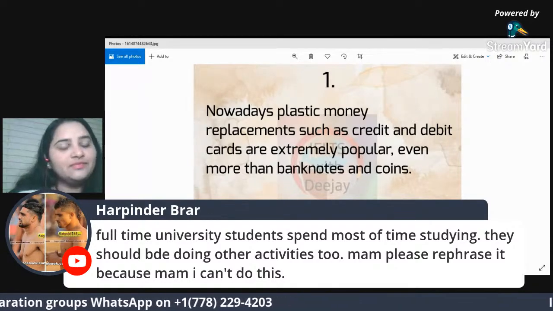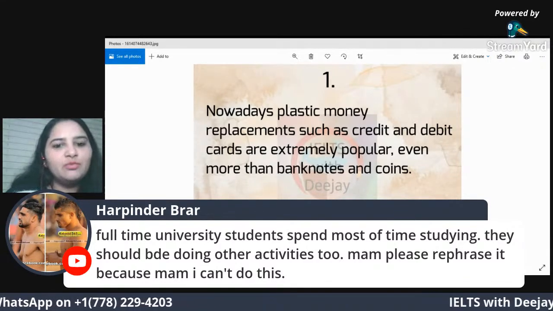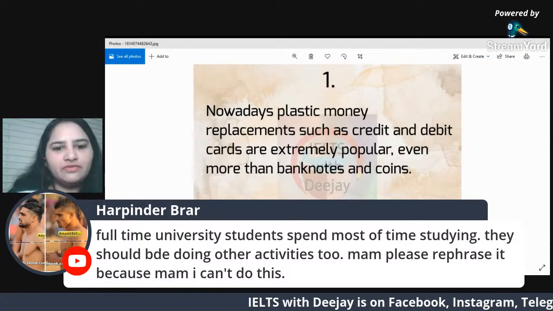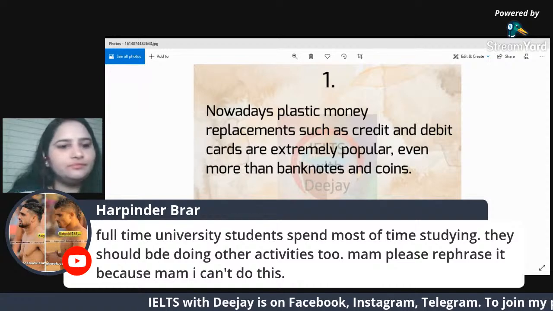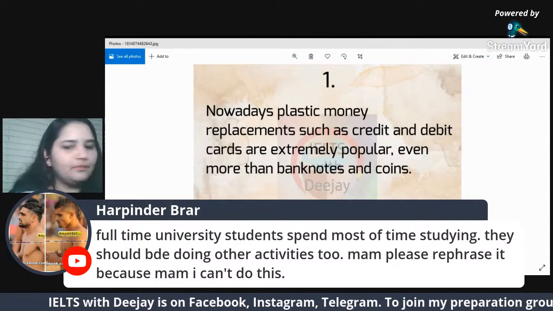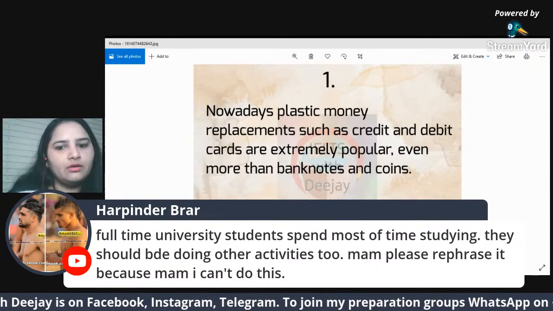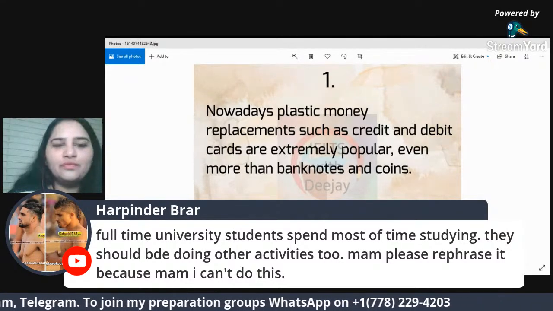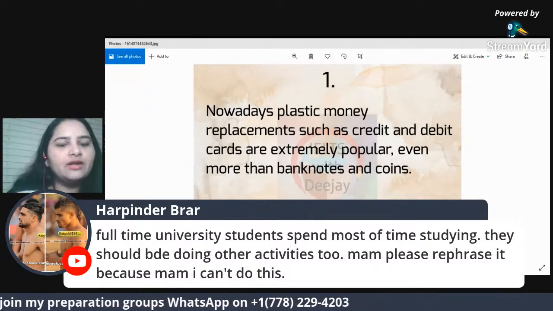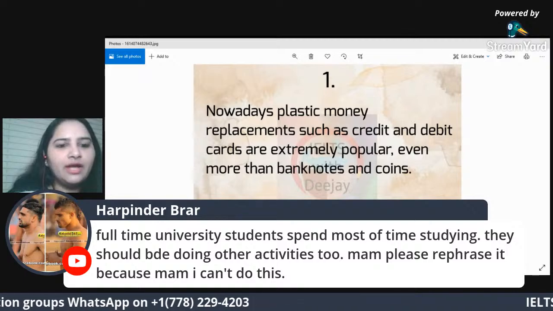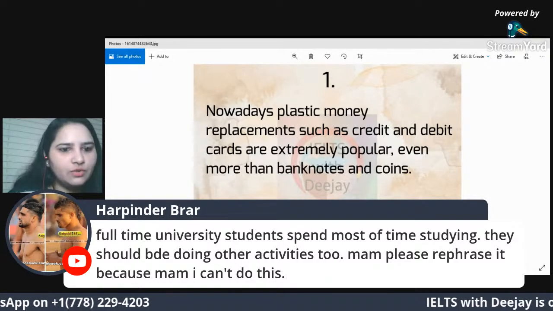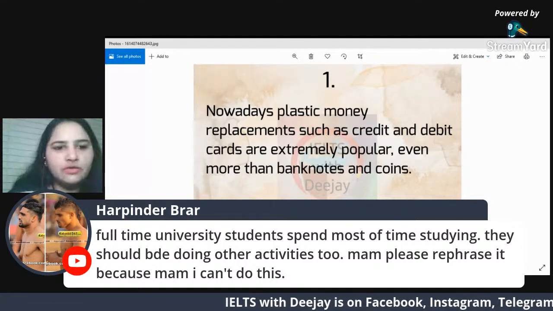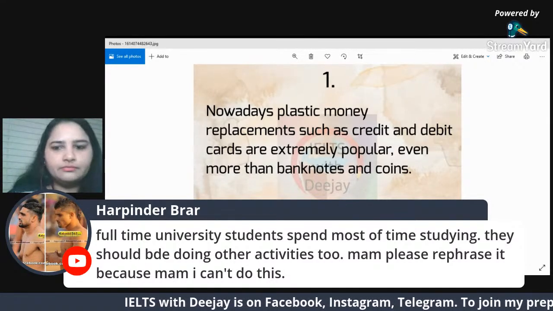Harpinder Brar: Full-time university students spend most of their time studying. They should be doing other activities too. Please rephrase it. Guys, rephrase this one. Pooja, I really want you to rephrase this one because you do write in a very good way. Rephrase this question because Harpinder has this question. He wants to rephrase this one. And guys, rephrase this question, the one which I'm showing on the screen.